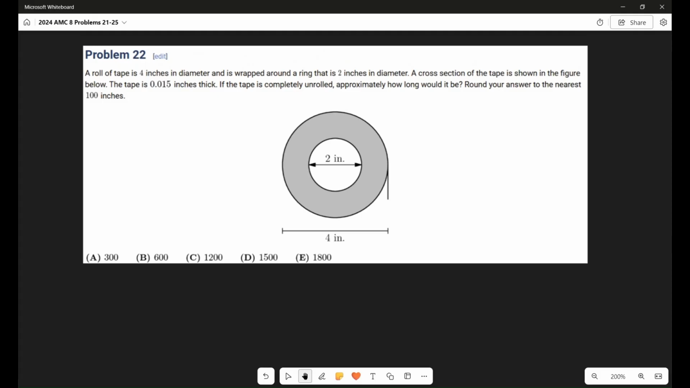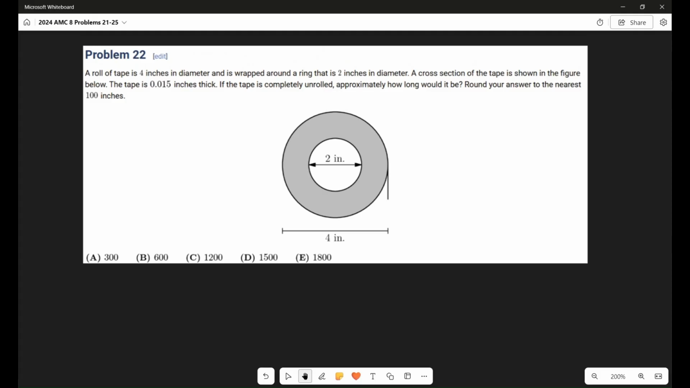So problem 22. A roll of tape is 4 inches in diameter and is wrapped around a ring that is 2 inches in diameter. A cross-section of the tape is shown in the figure below. The tape is 0.015 inches thick. If the tape is completely unrolled, approximately how long would it be? Round your answer to the nearest 100 inches.